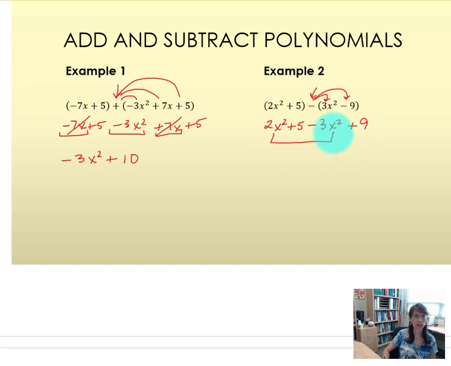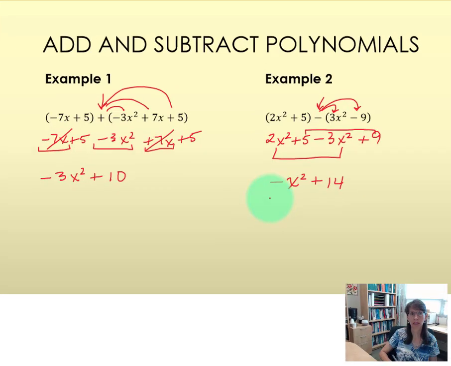So I have some like terms with my x squared terms. 2 minus 3. Those are the coefficients that are getting combined to make a negative x squared. Then I have 5 plus 9. That would be adding 14. So we have our simplified term, negative x squared plus 14.